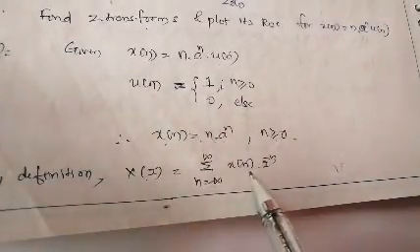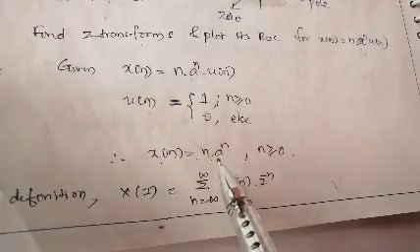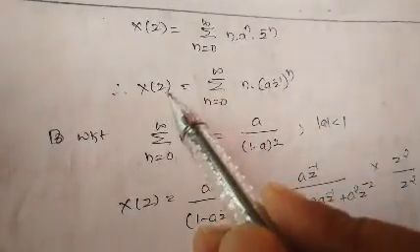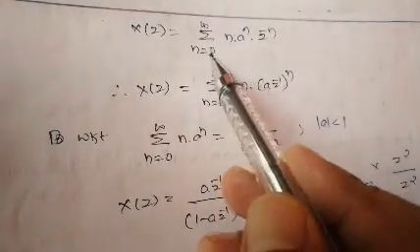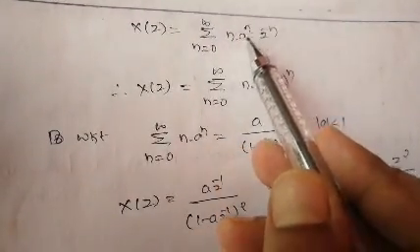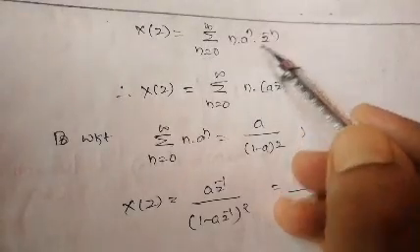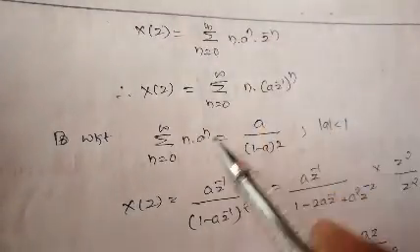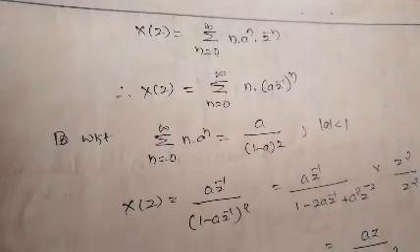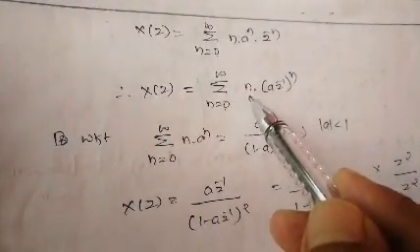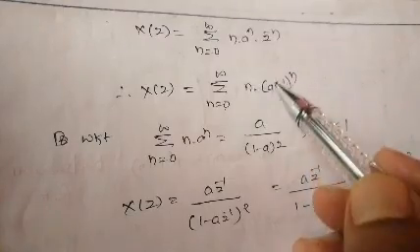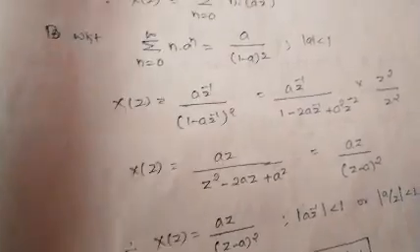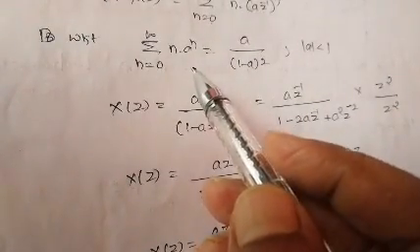In this case, we substitute x of n as n into a to the power n, and the limits change, so x of z equals summation n equal to 0 to infinity of n into a to the power n multiplied by z to the power minus n, because we replace u of n by 1 and the limit changes from 0 to infinity. Next, taking the power term n common, we get n times a into z to the power minus 1, whole to the power n. We use the same formula we took for the previous example.